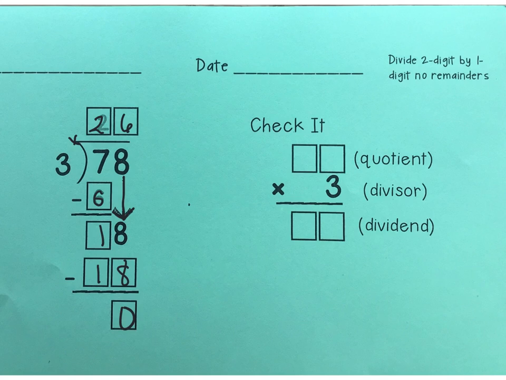So to check our work, we're going to go 26 times 3 should equal 78, our dividend. 3 times 6 is 18. 2 times 3 is 6, and 1 more, 78. That is correct.